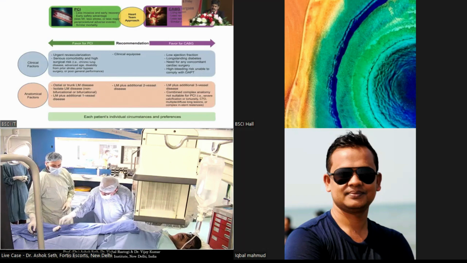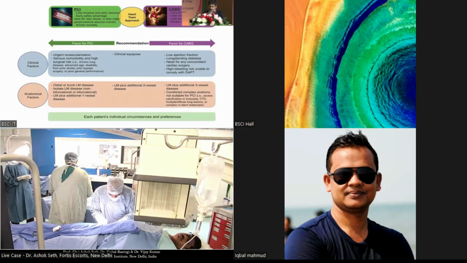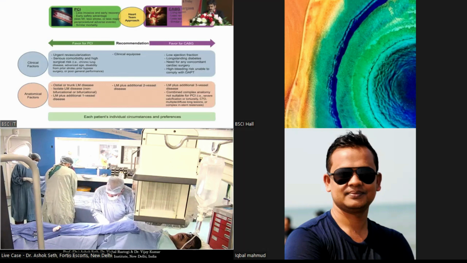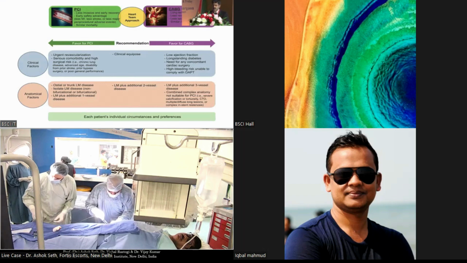Otherwise, those patients who have a low ejection fraction, long-standing diabetes, need for other concomitant cardiac surgery, or for whom double antiplatelet therapy cannot be continued for a long duration, we prefer bypass surgery for them.